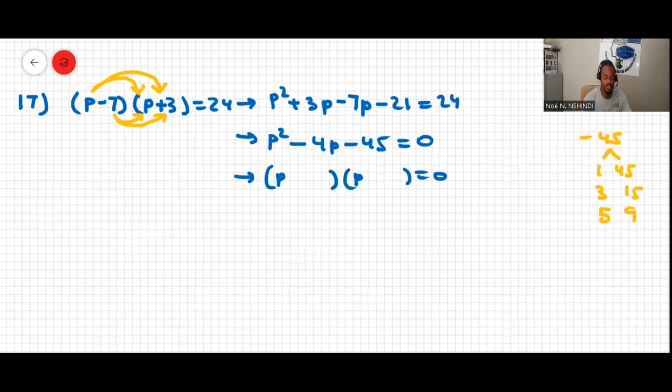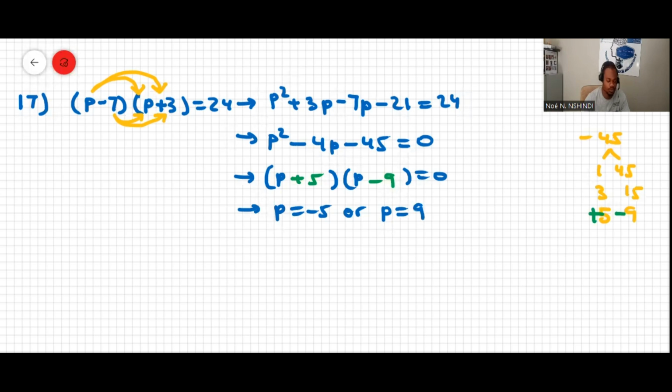If I want to get negative 4, I can get negative 4 only with 5 and 9. So this is possible if it's positive 5 and negative 9. That makes positive 5 and negative 9 there. And then this will be P equals negative 5 or P is 9.